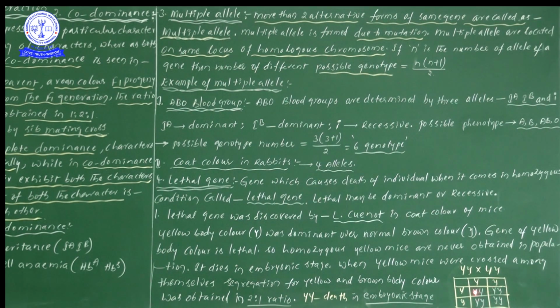Now, how many offspring are there in total? There are 4 offspring, but the first one, capital Y capital Y, will die in the embryonic stage itself and will not be delivered. So only 3 are delivered, and the ratio is 2:1. Small y will be brown bodied and the heterozygous one will be yellow. Homozygous yellow mice will not be born, because when homozygous capital Y are present together, that gene is responsible for the death of the organism.